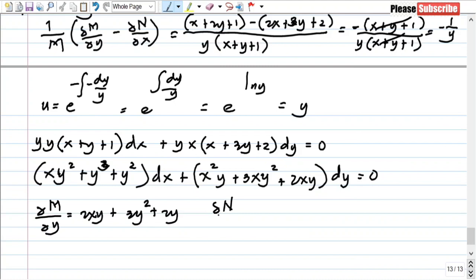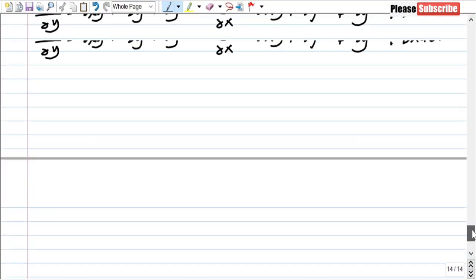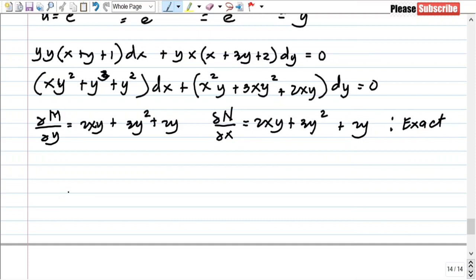Let's check if we can see magic. Partial derivative of n with respect to x is equal to, of course, you have 2xy plus 3y squared, correct? Plus, yung isa, 2y. Yan. So, kung titingnan nyo, ito po ay isang exact equation na. So, since exact equation na siya, mag-undergo na tayo ng method using exact equation.